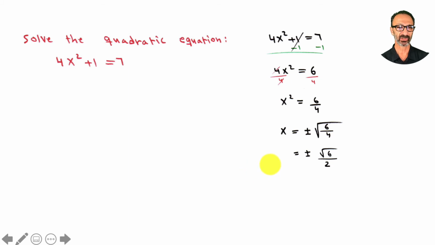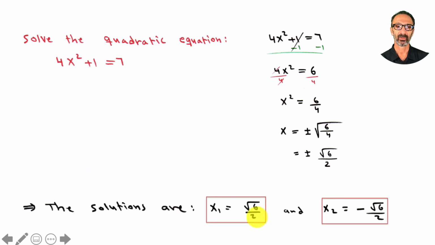And the solutions are, as I mentioned earlier, square root of 6 over 2 and negative square root of 6 over 2, which is interesting also to know that they are both identical but opposites, like on the graph.